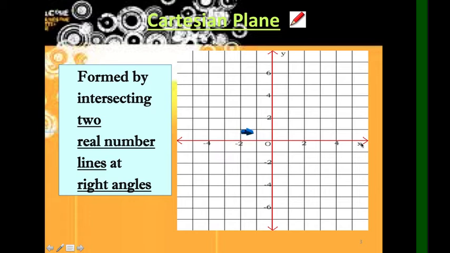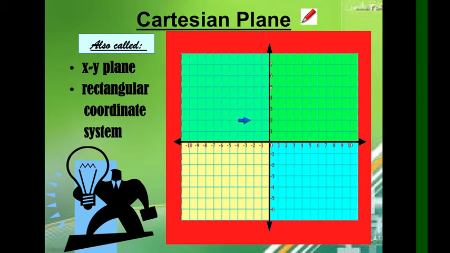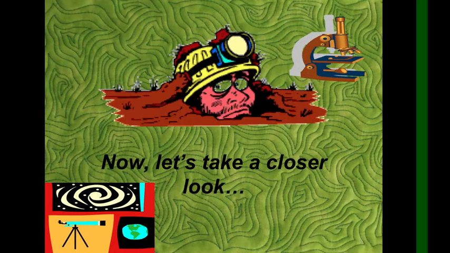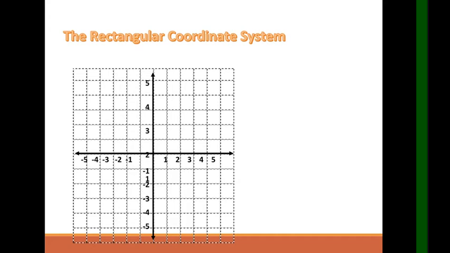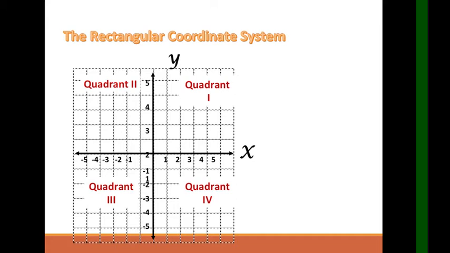We will name this horizontal line as X and the vertical line, yung patayong linya, as Y. The Cartesian plane, also called the x and y plane, because it is a combination of the line y and x, tinatawag din siyang rectangular coordinate system. Now, let's take a closer look. Ito yung rectangular coordinate system. So, we have the line x and the line y. We have the quadrants 1, 2, 3, and 4, and they are counterclockwise.